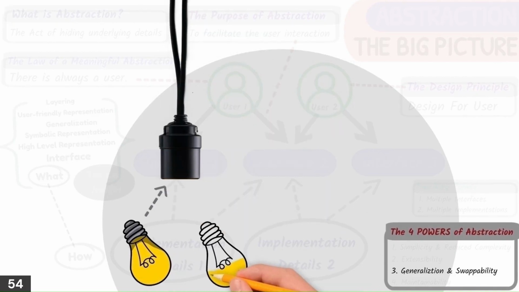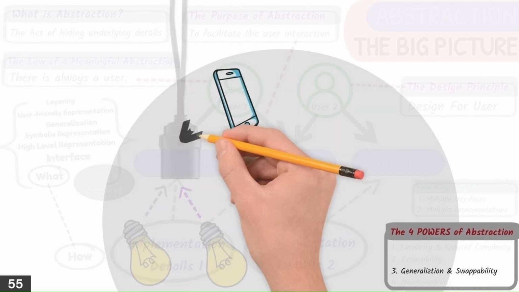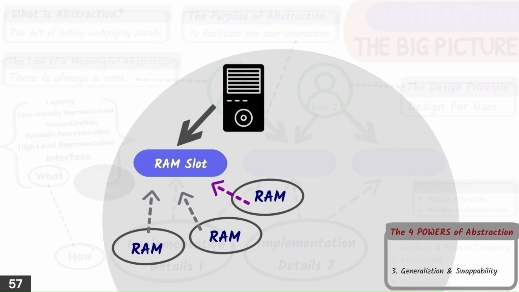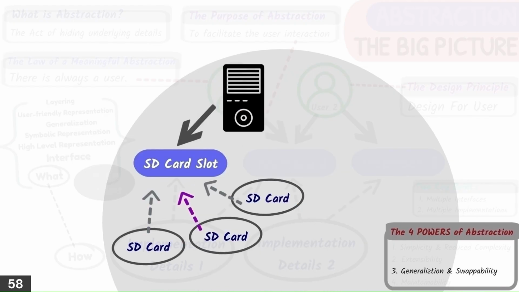A light fixture. Same interface, different bulbs. A SIM card slot. A camera lens mount. A RAM slot. An SD card slot. All of these give you the benefits of generalization and swappability. You can keep changing the implementation without changing the interface. They are swappable because all of those implementations follow the same interface.